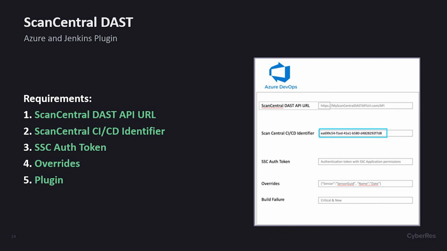Number two, ScanCentral CI/CD identifier. This is the template ID which the user will pass in that references the scan configuration that the plugin should execute. Number three, SSC authentication token, an authentication token with access to run a scan from the project version associated with CI/CD identifier. Number four, overrides, a JSON payload which allows for future extensibility. And number five, plugin writes a scan start status to the Jenkins or Azure log based on response from ScanCentral Dast API.